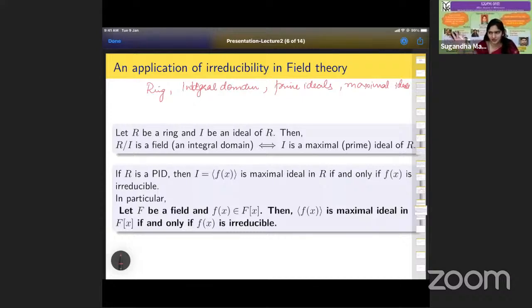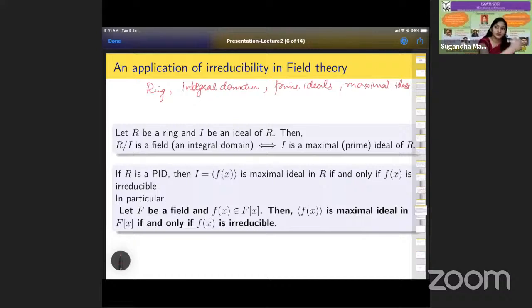So this is for any ring R that you have. If you know something about the ideal I, whether it's prime or maximal, then you know about its quotient, whether it's an integral domain or a field. And there is this next result that I have written here: if R is a PID, PID stands for principal ideal domain, then the ideal generated by the polynomial f(x) is maximal in R if and only if f(x) is irreducible.